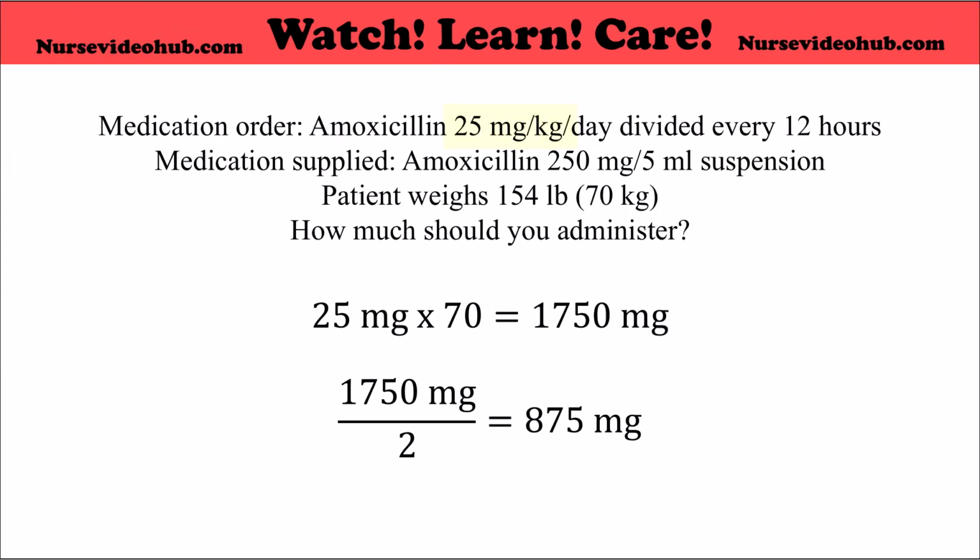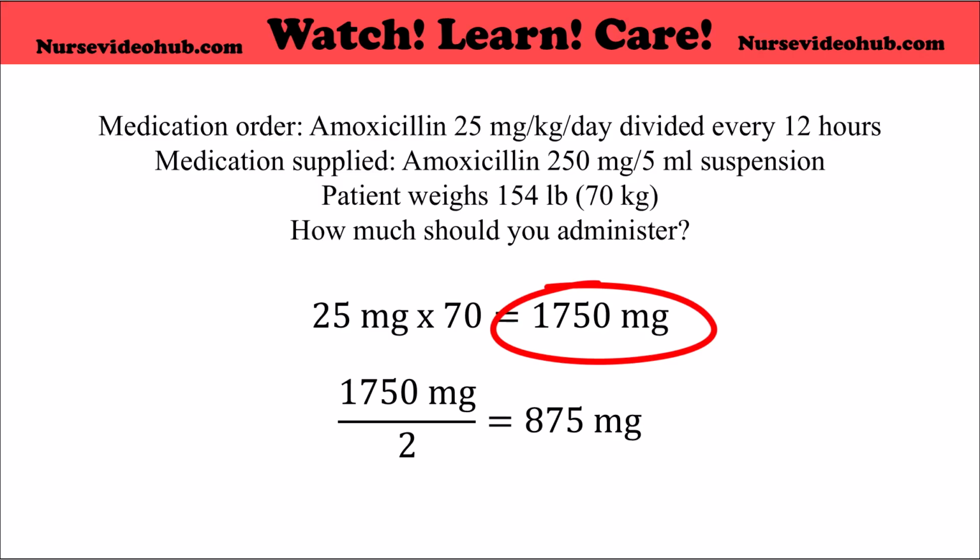This prescribed amount is 25 milligrams per kilogram. You need to calculate the amount of medication to administer based on the patient's weight, and the patient weighs 70 kilograms. For every kilogram, the patient should receive 25 milligrams of the medication. 70 times 25 equals 1,750 milligrams. The amount of medication ordered based on the weight is 1,750 milligrams.